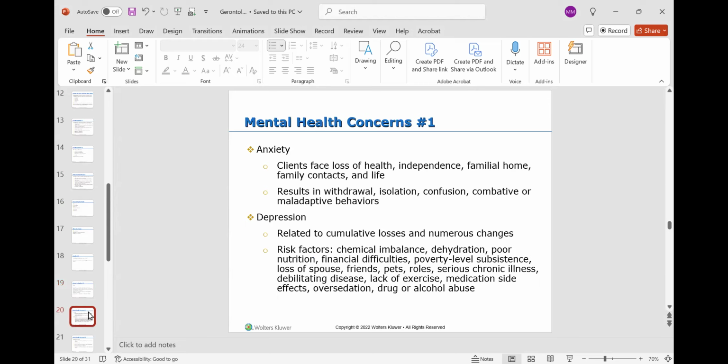Okay. Mental health, anxiety. Again, when folks get older, depending on where they are in their lifespan, they can start to become anxious, right?